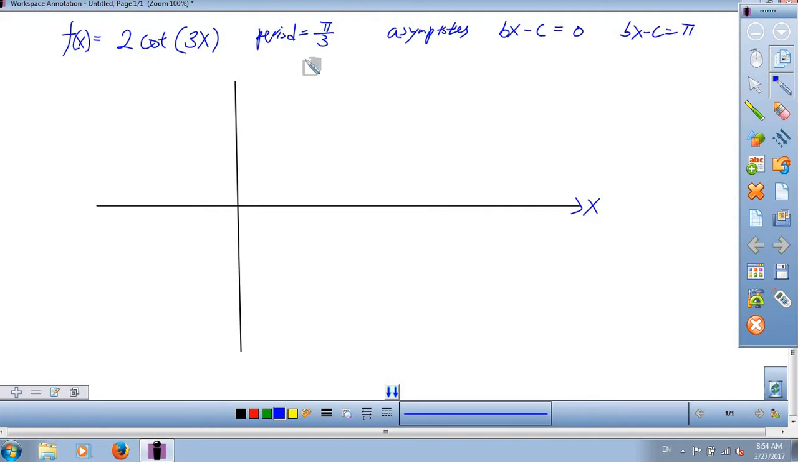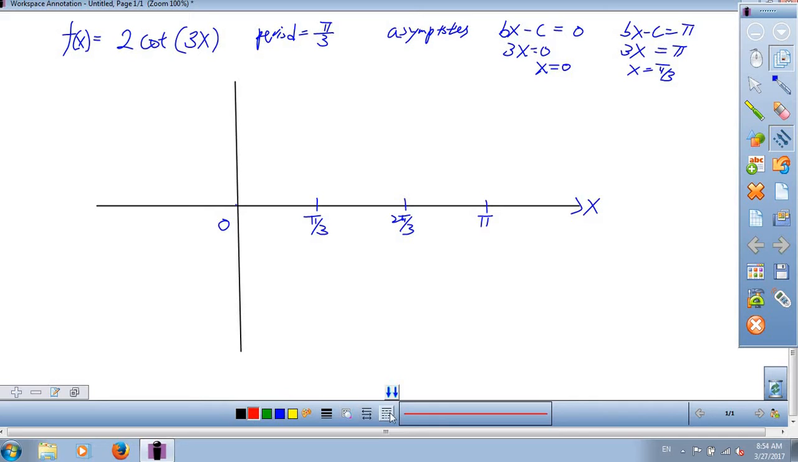Okay, so in this case our b is 3, and our c is 0, so 3x will be equal to 0, or 3x will be equal to pi. So x will of course be equal to 0, and x here will be equal to pi over 3. So that means from 0 to pi over 3 we have a period between asymptotes. Let's go ahead and mark pi over 3, 2 pi over 3, and 3 pi over 3, which is pi. So I'm going to graph those 3 periods.